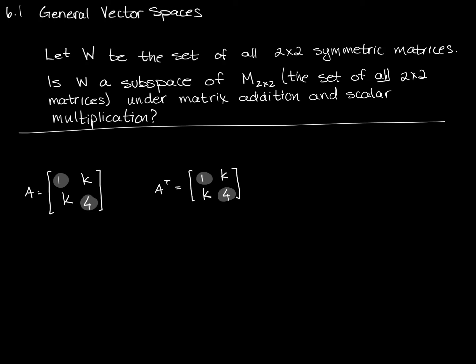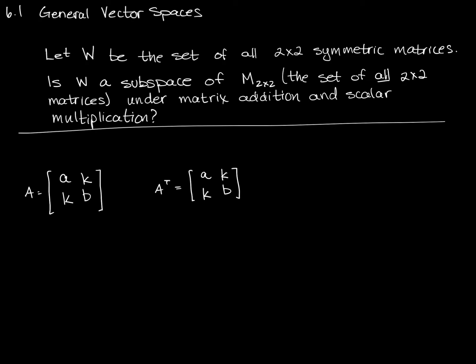Now A is equal to its own transpose, no matter what K is. As long as both these numbers are the same number, it can be any number, right? So let me make one more change here. Let's change these two numbers so that they are more generic. We'll call them A and B. So now A and its transpose are the same matrix. So A is a symmetric matrix.